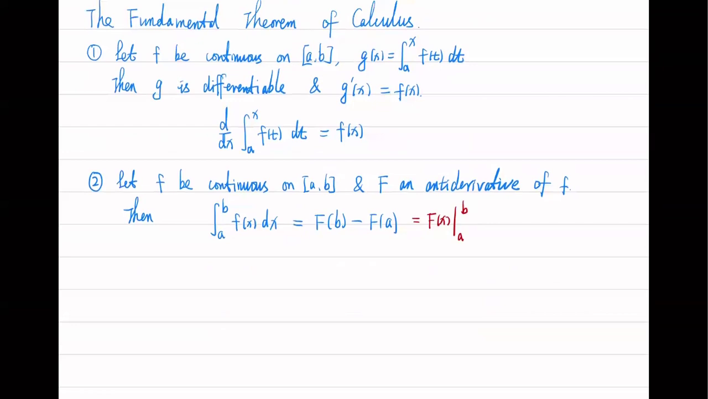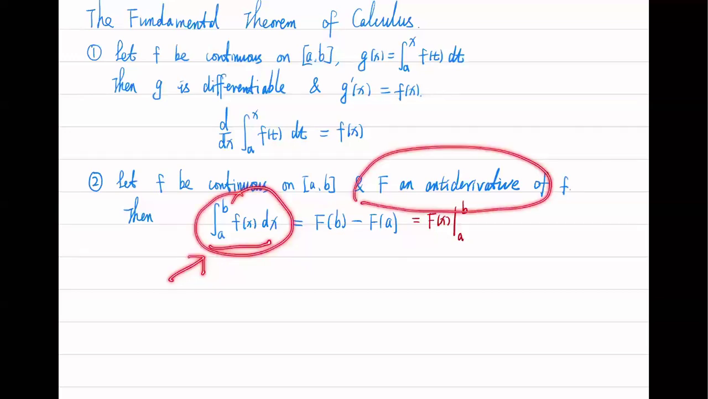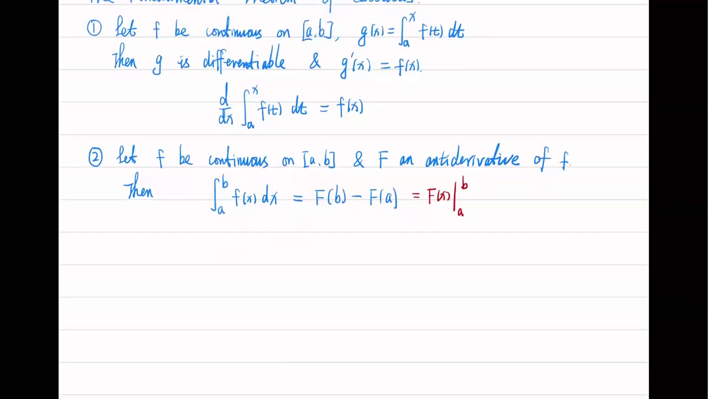Okay, so now we can see to find the integral of a function, we don't have to go through the limit process. If we can find an antiderivative on this interval, we can use the antiderivative to evaluate the integral. That's what we did last time, for example.